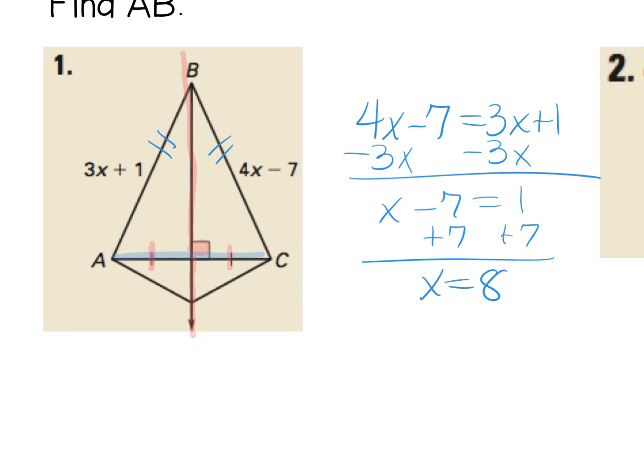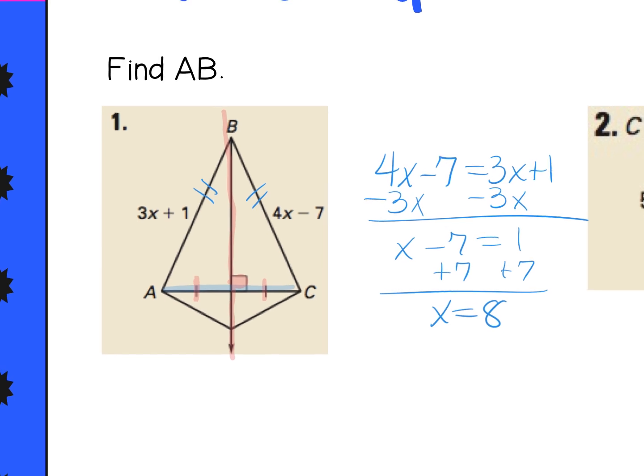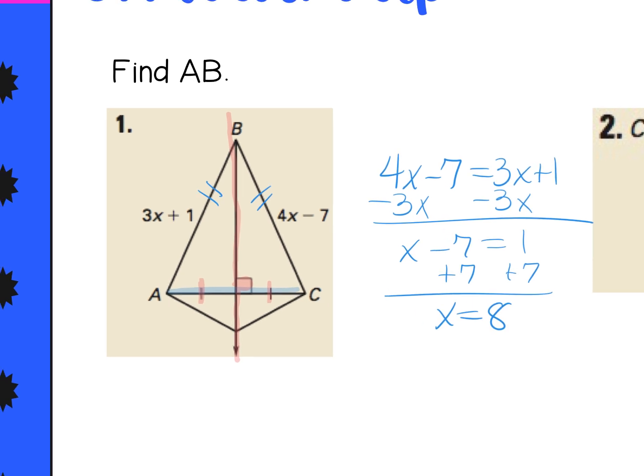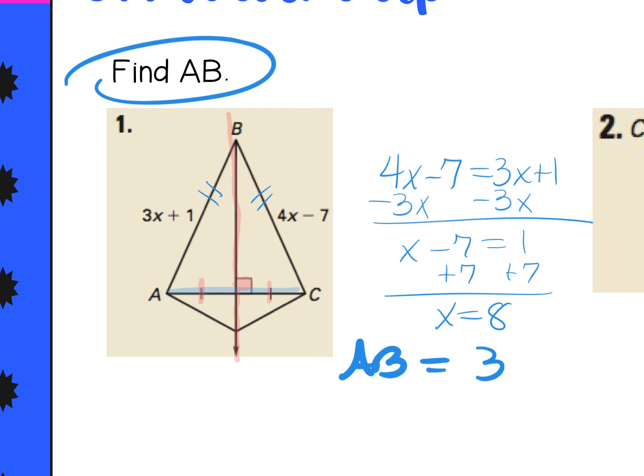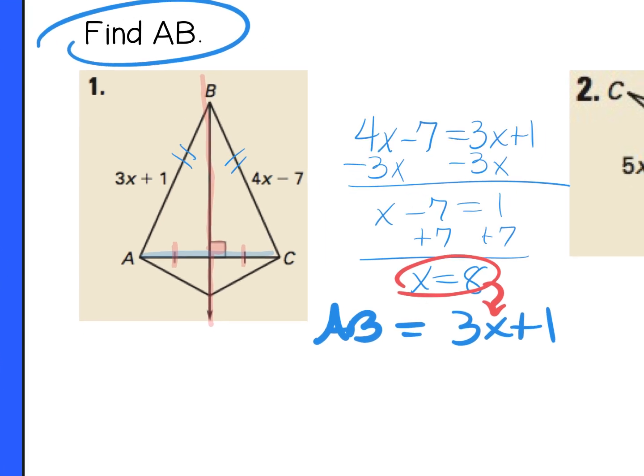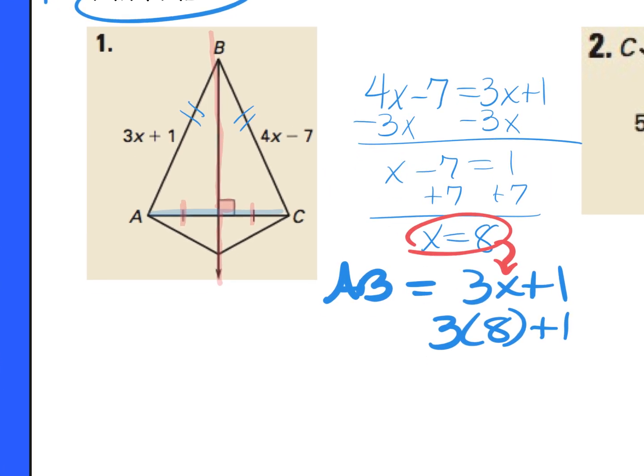Now, when you're taking this quiz, read the question. See if I want you to stop at just what x equals, or find the value of something. In this case, it wanted AB. And remember, AB was the 3x plus 1. So I'm going to take my newly found value of x and plug it in. So 3 times 8 plus 1 gives me 24 plus 1. So the length of AB is 25.